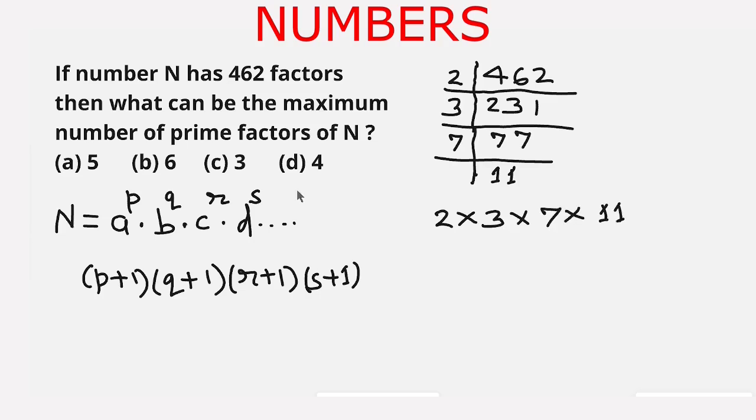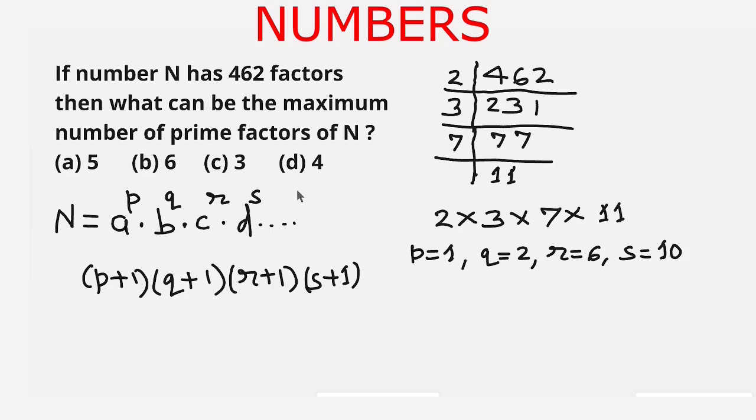So p plus 1 is 2. Therefore p equals 1. q plus 1 is 3, so q equals 2. r plus 1 is 7, so r equals 6. And s plus 1 is 11, so s equals 10. Now no further factors of 462 are possible.